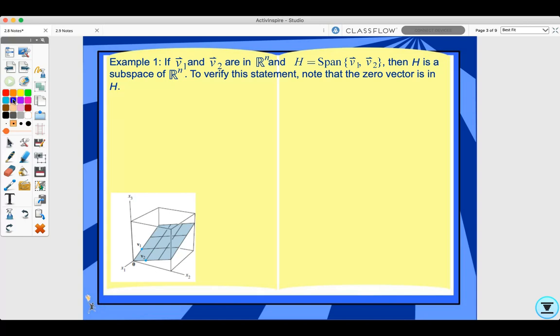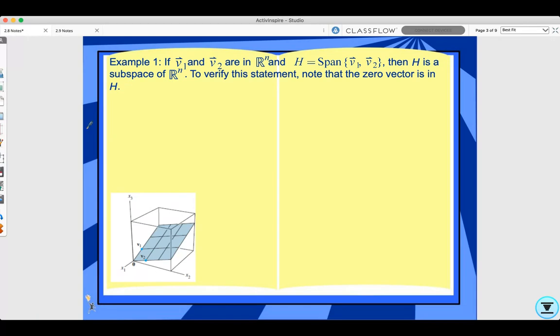Let's look at example 1. If vectors v1 and v2 are in Rn and H equals the span of v1, v2, then H is a subspace of Rn. To verify this statement, note that the zero vector is in H. So the span of v1, v2 is a plane through the origin. So we have two arbitrary vectors in H.